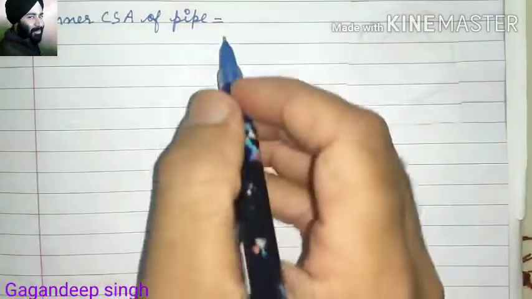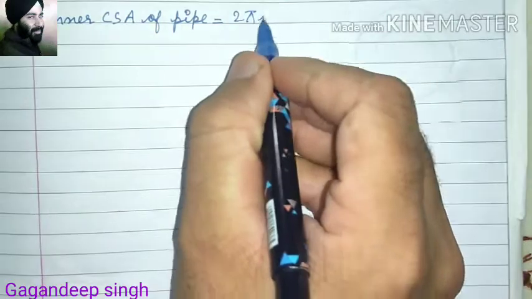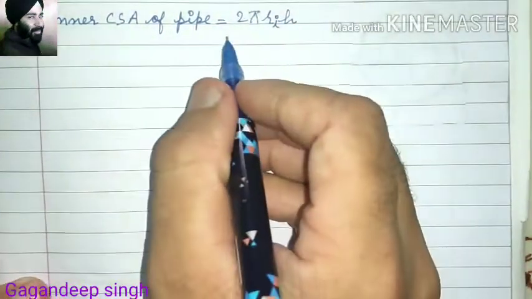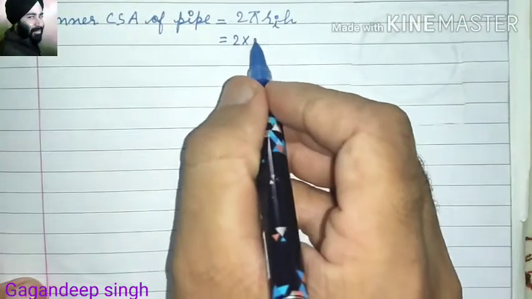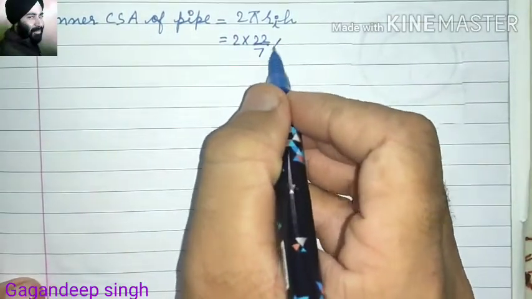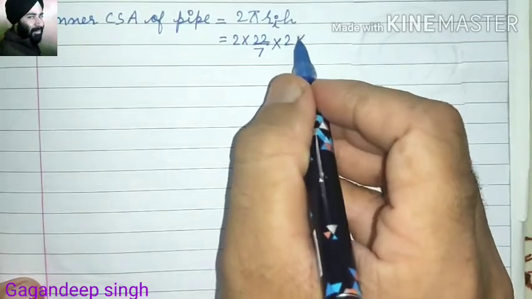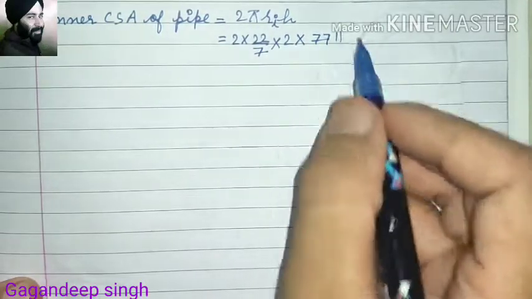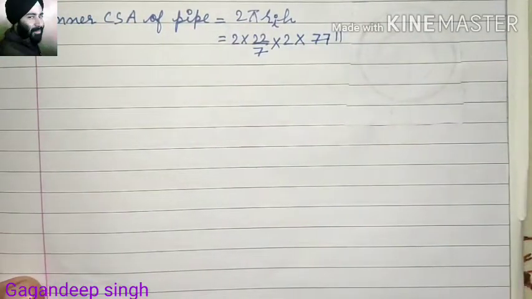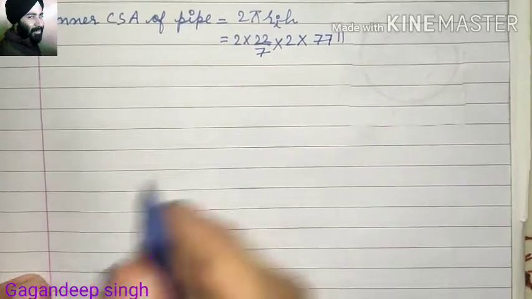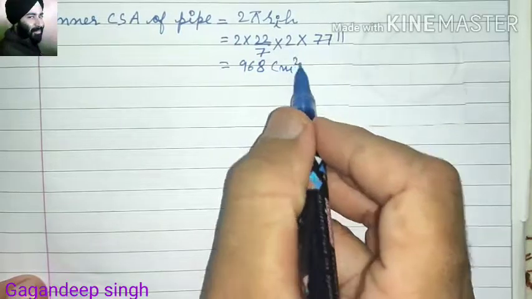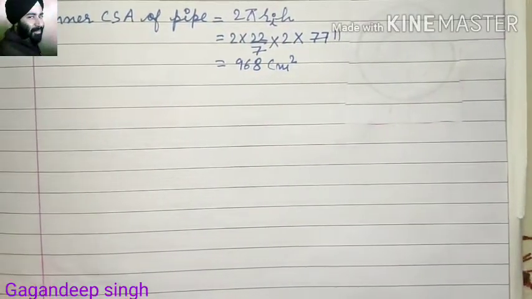So the inner CSA of the pipe formula is 2 pi RH. I will write Ri for inner radius. Keep values in the formula. 2 into 22 by 7. Inner radius is 2 centimeter and height of the pipe is 77 centimeter. 11 sevens are 77, and the product of this is 968 centimeter square. So inner CSA of the pipe is 968 centimeter square.